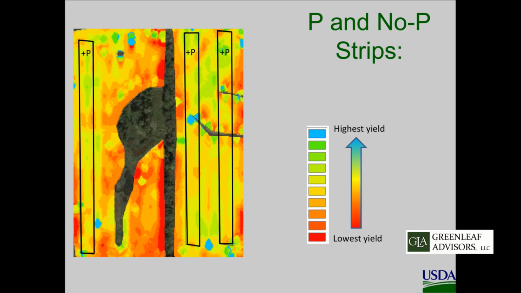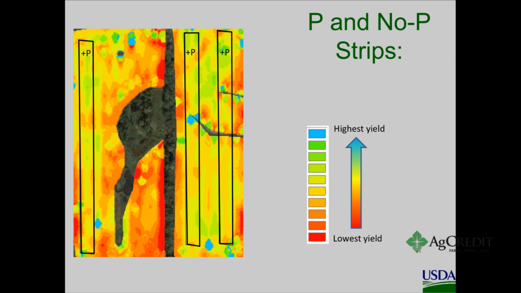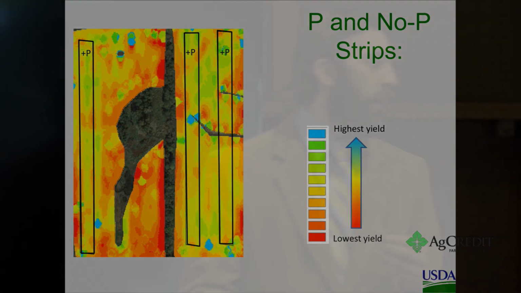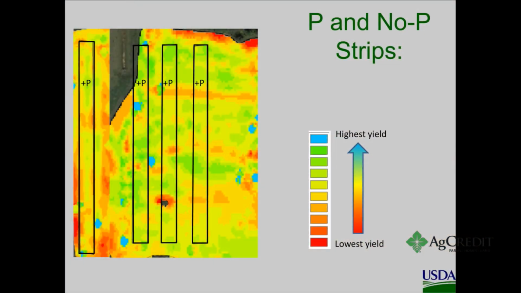You probably can't see it very well from there, but you can see outlined are the phosphorus strips. And if there was a yield response, you'd see a stark difference in color within those strips versus outside of the strips. And you don't. In other words, there's not really a response to phosphorus in these soils for yield, but there should be, based on the soil test. Why not?